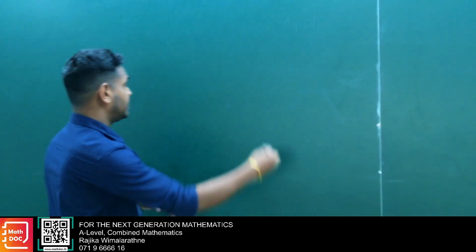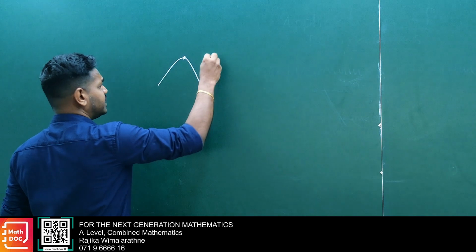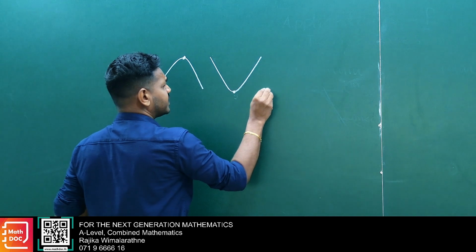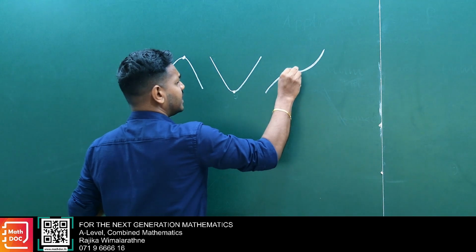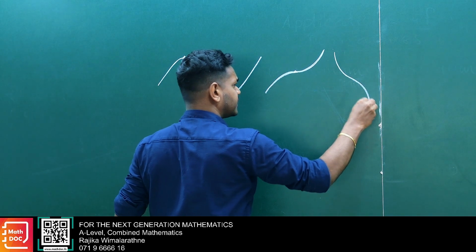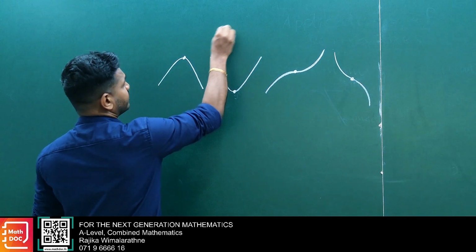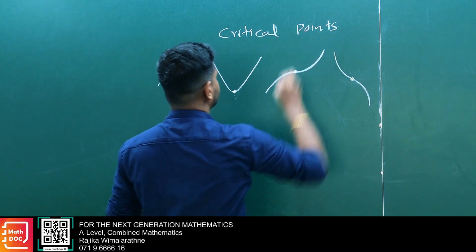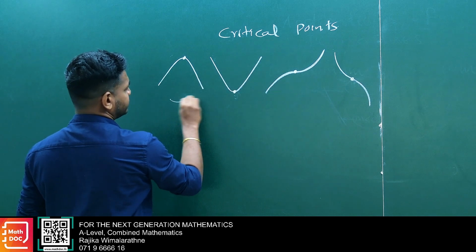See this. Here I told this before. Here local maximum, local minimum. Here increasing inflection, and here decreasing inflection. These 4 points we call critical points. And these two we say turning points. Altogether critical points. These two we say turning points.